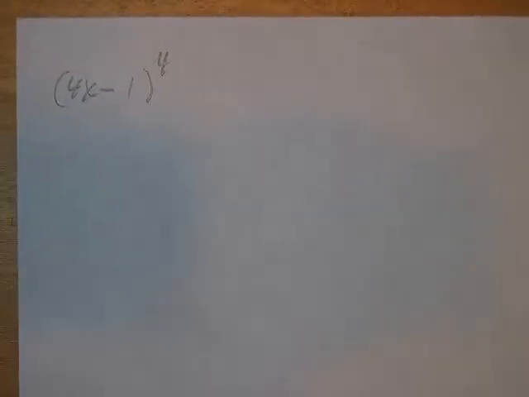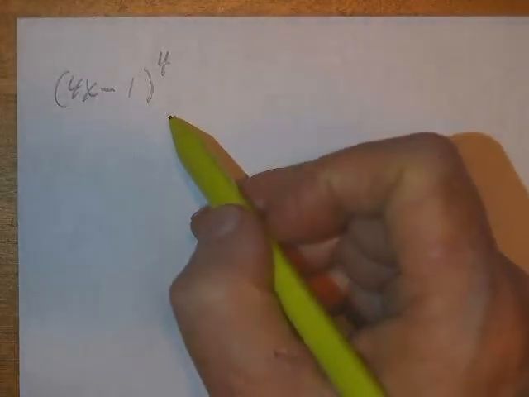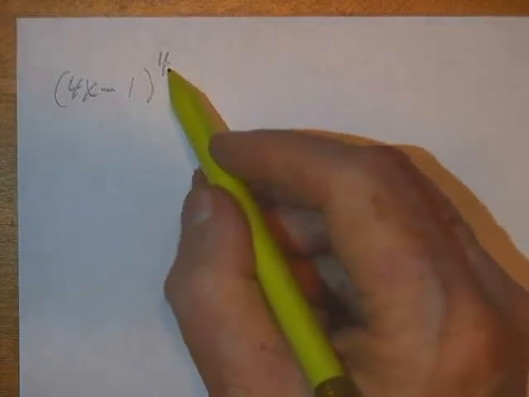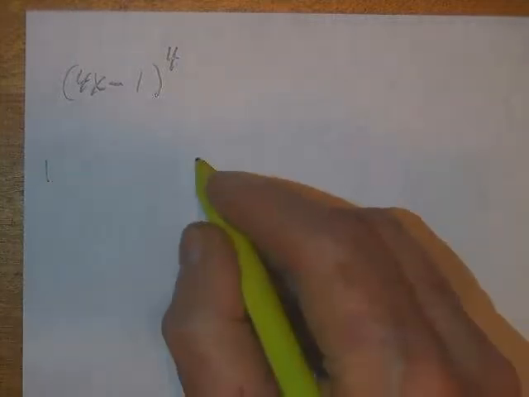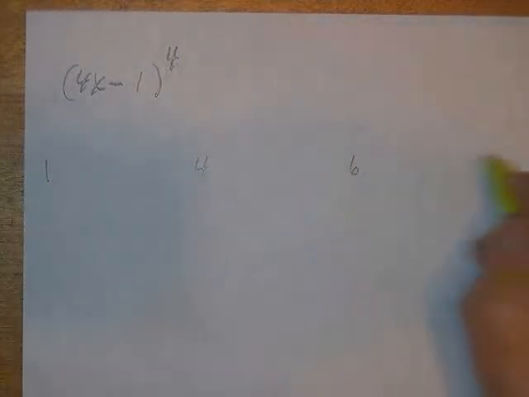Welcome back. Here we go with example 2. So my first step, if I want to expand this thing, is to go to the fourth row on Pascal's triangle. So here it is right here, 1, 4, 6, 4, 1. Please be mindful that when the power is 4, you've got 5 terms. There's always one more term than the power. So let's copy these down. 1, 4, 6, 4, 1.